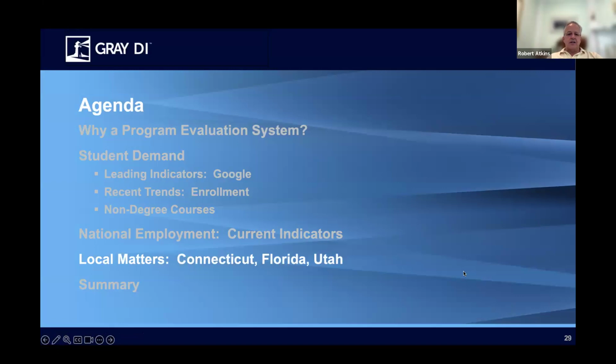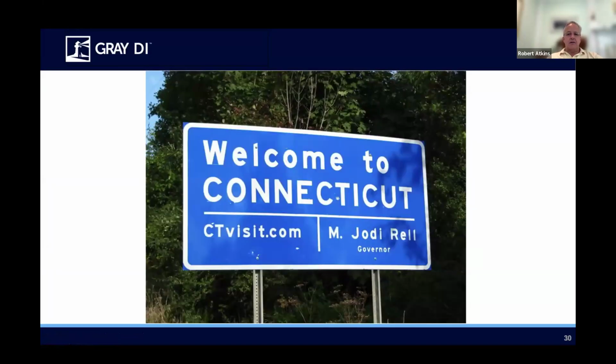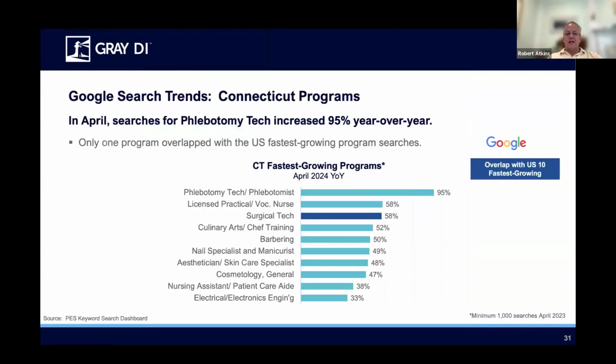Now, let's take a look and see how student demand and employment opportunities vary by state. Spoiler alert, they vary a lot. Let's start in Connecticut. The fastest growing programs in Connecticut in terms of enrollment, and only had one program in common with the fastest growing list that we reviewed for the country a few minutes earlier. And this is not enrollment, I'm sorry, it's Google search volume. So Connecticut's pretty different than the national averages.